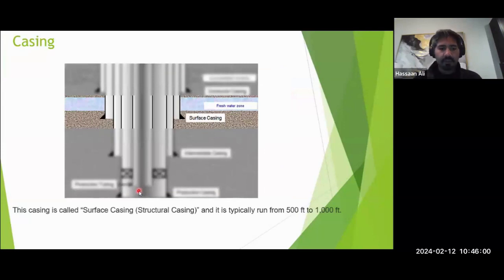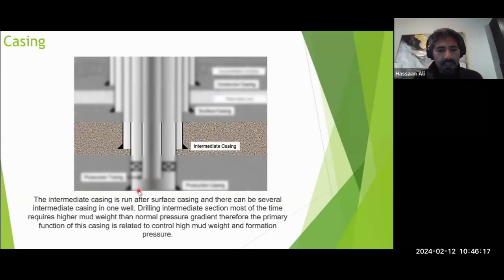As you go deeper, this is what we call a surface casing. And it is done to provide structural integrity to your well, to prevent the hole from caving in. This typically runs from 500 feet to 1,000 feet. Then intermediate casing is primarily your casing between your conductor casing and surface casing and your production casing.